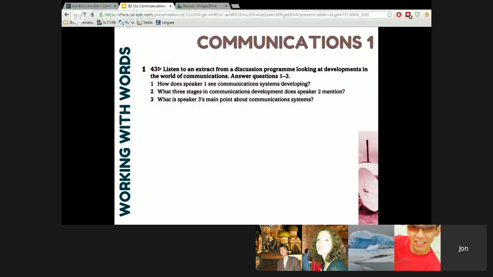So here's what we're going to do. We're going to try this as a listening. As you know, if you want to cheat, you can always just turn the page to where there is a transcript. But it's always good to try to use your ears the first time, at least. So, listen carefully. Listen to an extract from the discussion program.